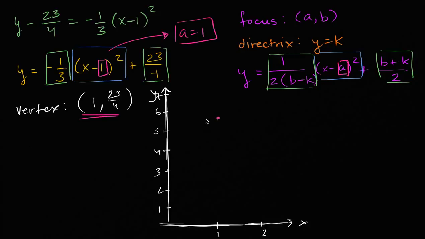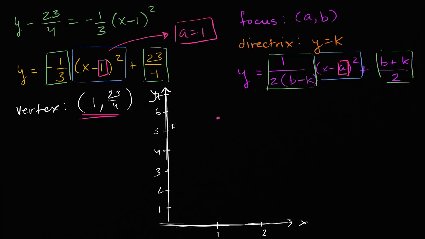This is going to be a maximum point. So our actual parabola is going to look something like this. It's going to look something like this. And obviously I'm hand drawing it, so it's not going to be exactly perfect, but hopefully you get the general idea of what the parabola is going to look like.